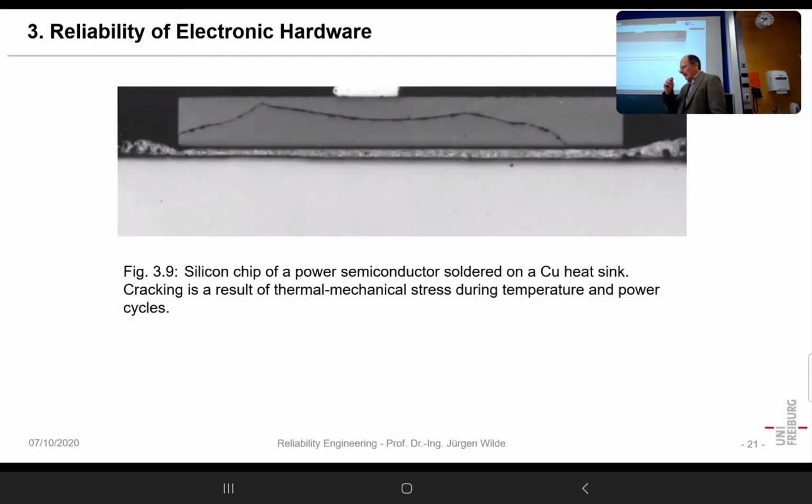Other things which we found in electronics when they had failed is, for instance, cracks here. Yes, I already told you about intermittent failures due to thermal problems. Such a crack is a very good source of intermittent failures. That also was from a small power semiconductor.